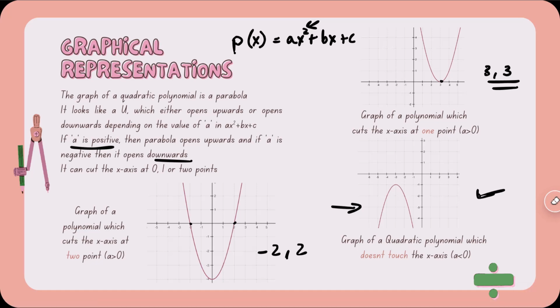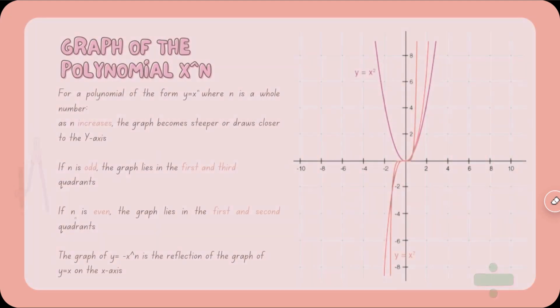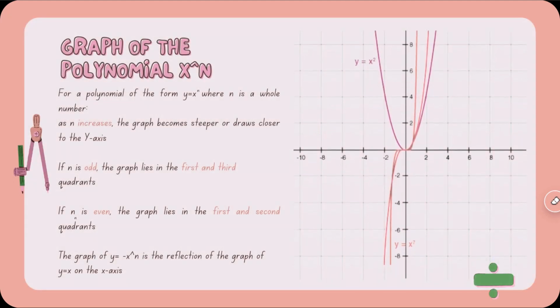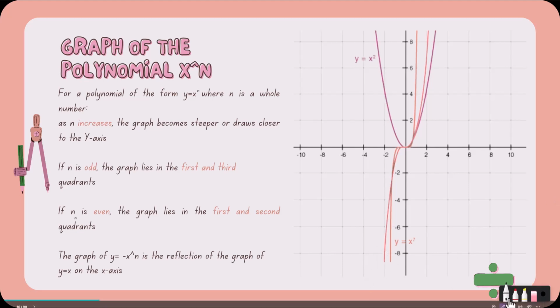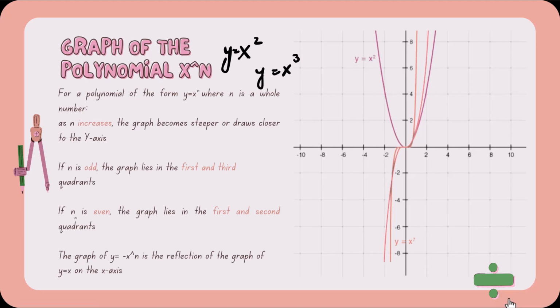Now let's try to understand further. What happens to the graph of the polynomial x raised to n? Let's say we have the polynomial y is equal to x raised to n, where n is a whole number. For example, y is equal to x square, y is equal to x raised to 3, x raised to 5, for different whole numbers n. So as n increases, what happens?